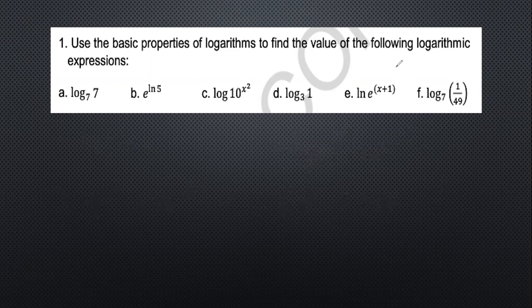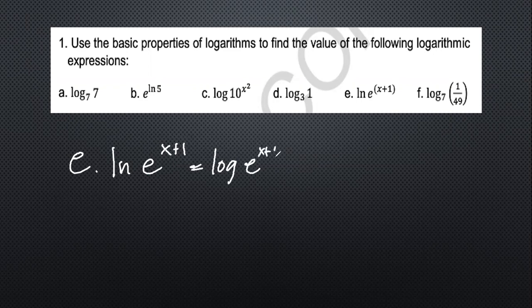Okay, let us have letter E. So we have ln of e to the power of x plus 1. Again, the ln is just a logarithm of base e, so it can be written as log of e to the power of x plus 1 base e. And then again, they're the same, so your answer is your exponent, so that is just x plus 1.